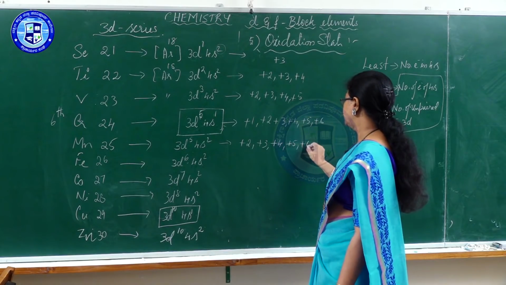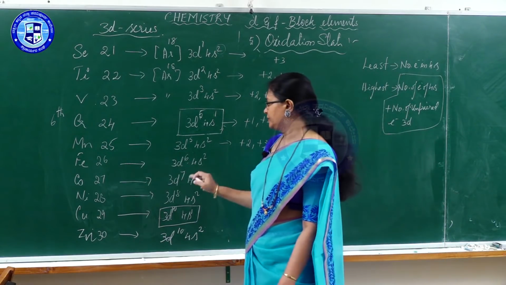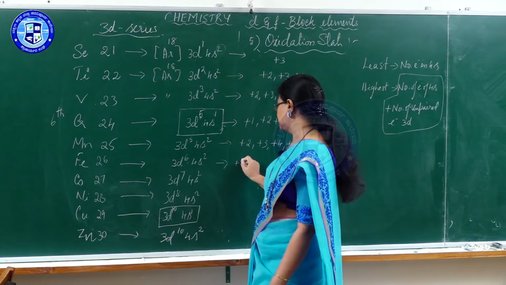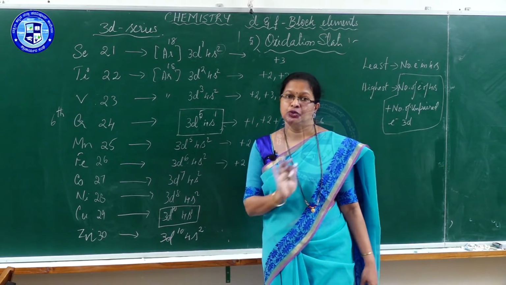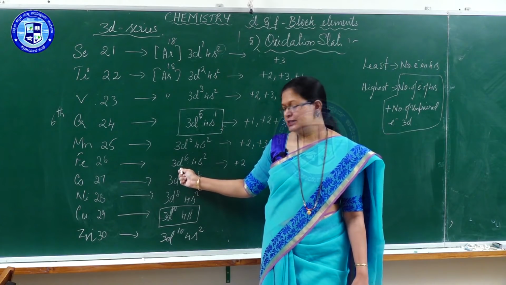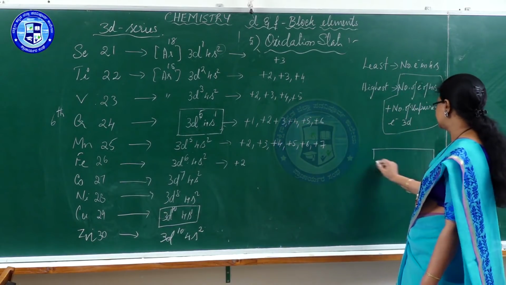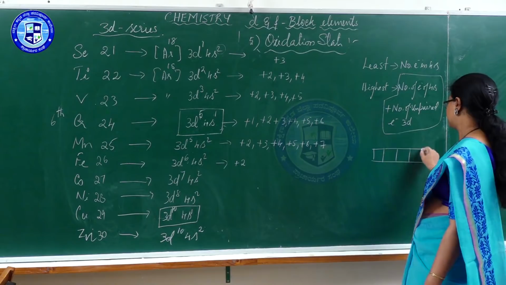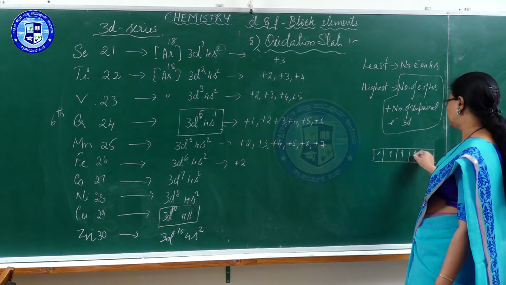+3, +4, +5, +6, +7. Then comes iron. Its minimum is +2. What is the maximum? Is it 6 + 2, 8? No. Only unpaired electrons in the d orbital are to be considered. If d6, what is the d6 system? d6 in the sense, if that is the d orbital, 1, 2, 3, 4, 5.